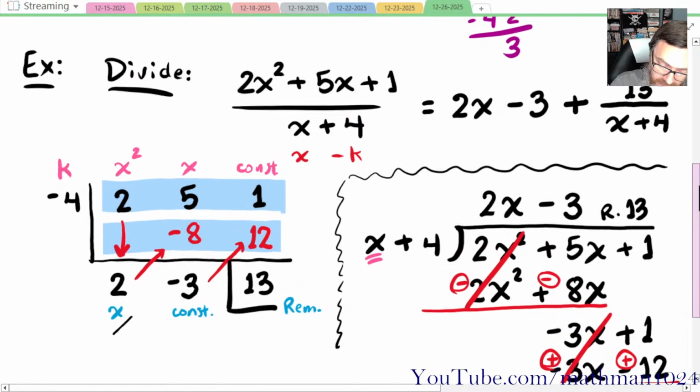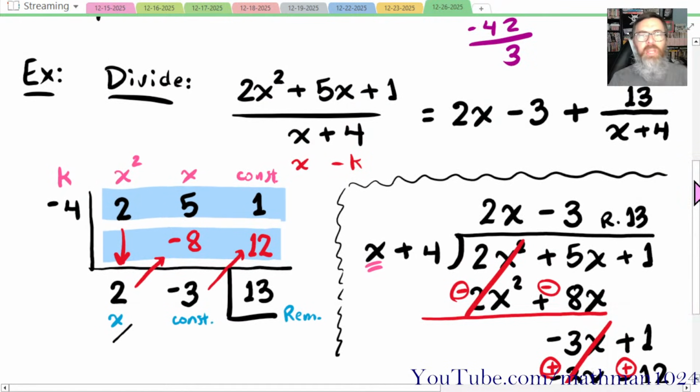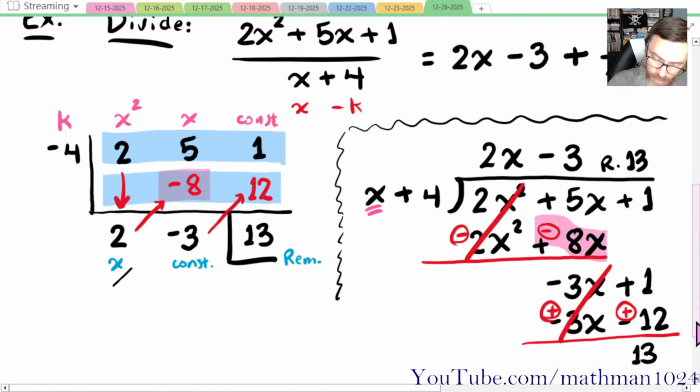And if you look, that's the same thing that I already had, right? In fact, look at these numbers that we get. This minus 8x is this minus 8 that you see right there. And when you combine the 5 and the negative 8, you got negative 3x. So there's your negative 3.